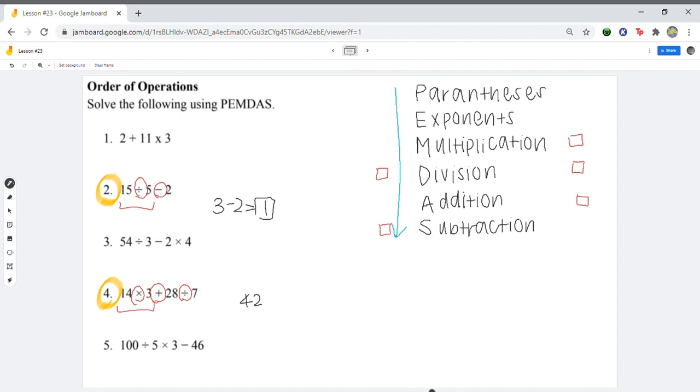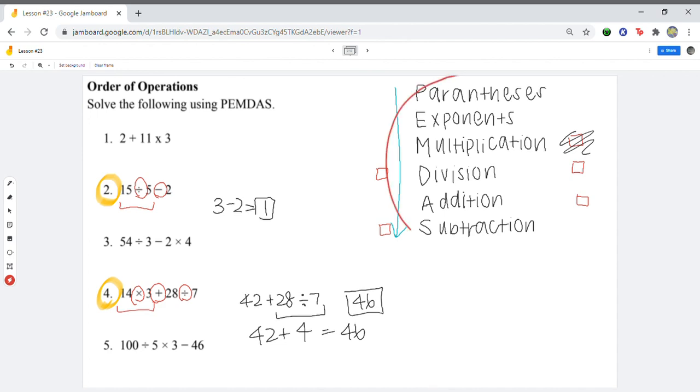I'm just going to rewrite the rest of it: 42 plus 28 divided by 7. Now between an addition sign and a division sign, we know that the division sign comes first. So we're going to do division first: 28 divided by 7, which we know is 4. Then 42 plus 4, which is 46. So your answer to number 4 should be 46. Pretty simple as long as you follow the order of operations and PEMDAS.